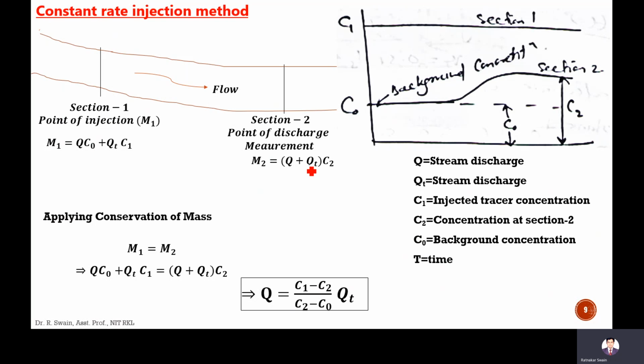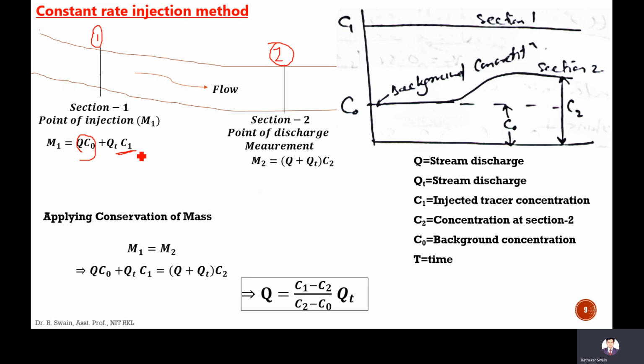Next is constant rate injection. Constant rate means it is a continuous process. The rate is constant. Here this is section 1, this is section 2, and the total mass of injection will be Q C0 plus QT C1. Here the tracer is added with the liquid, and if you are considering a natural stream, it is water. So the injection is done with water, and it is a continuous process.